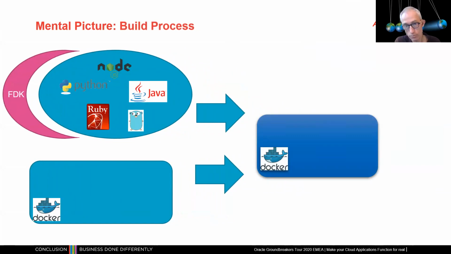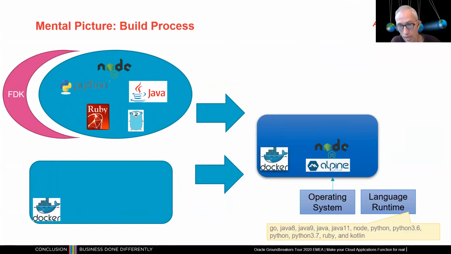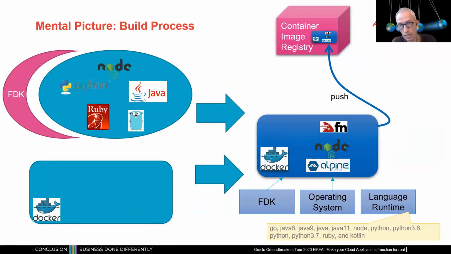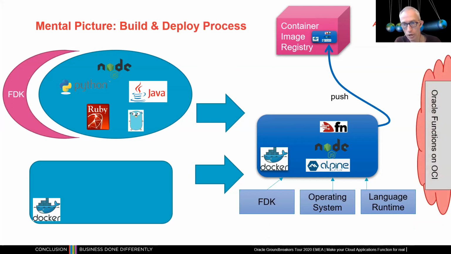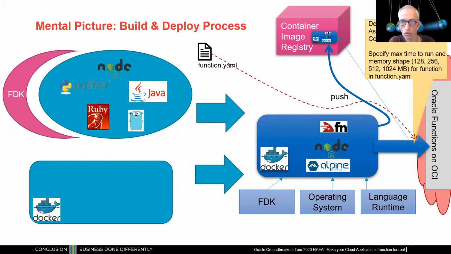So there's the build process. And in the build process, we take our code, our logic, but then we add an operating system, and we also add a language runtime, and we also add the FDK, and all of that put together, that's the function container image. And that's, of course, the starting point. And this container image is pushed to the image registry. And there's the function.yaml with the metadata about the function. When we deploy our function, what we're basically doing is handing over to the Oracle Functions Framework on OCI our container image for the specific function and also the metadata.